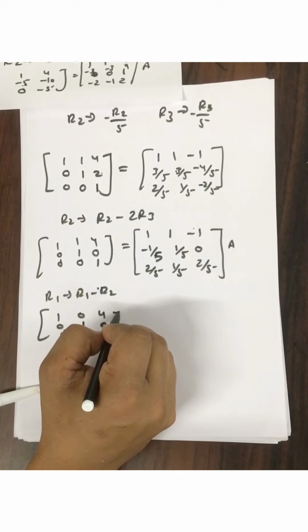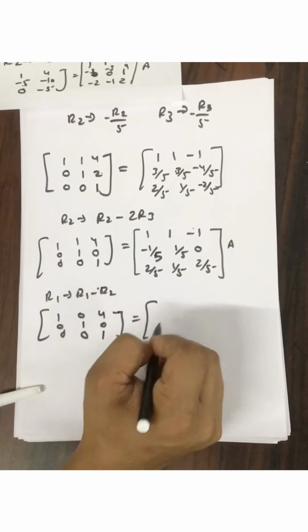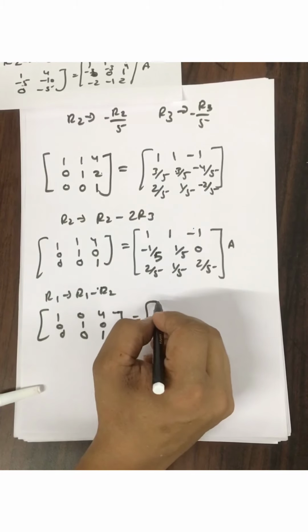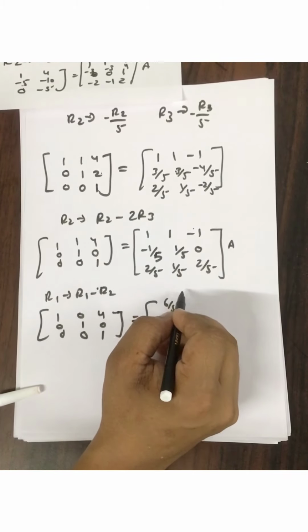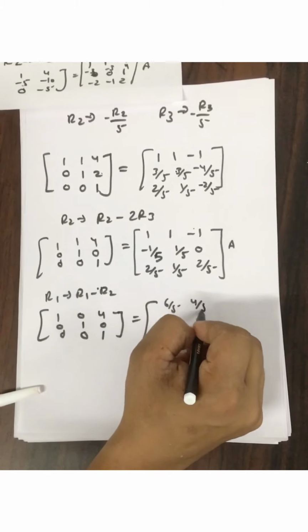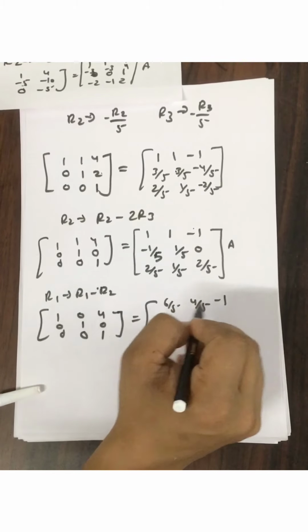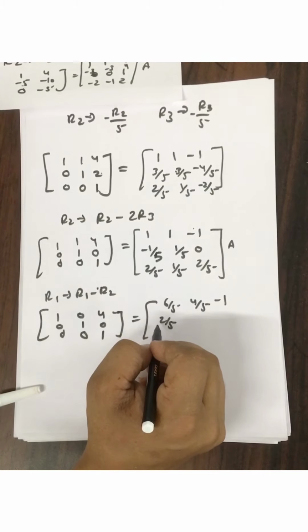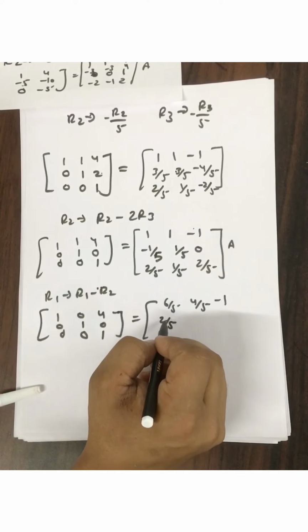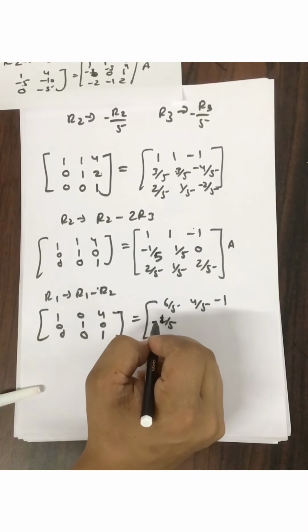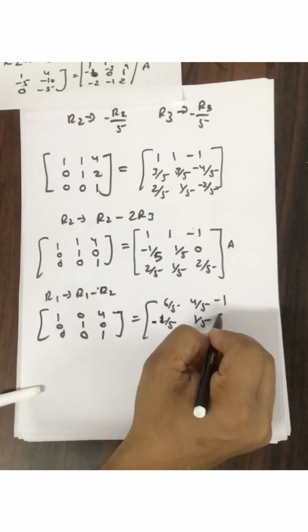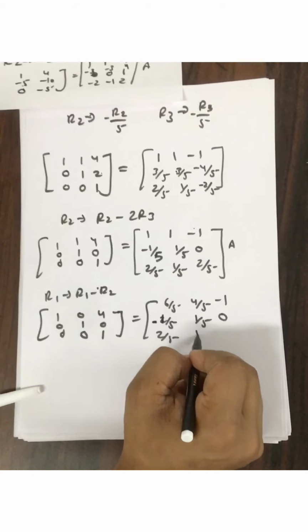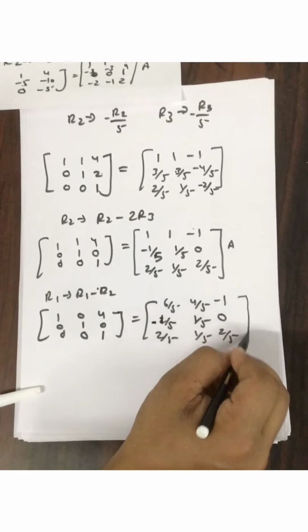Yes, and this side it will become what, 6 by 5, and this subtract, this will become 4 by 5, this will be minus 1, and this will remain like this. This is 1 by 5, this is not 2 by 5, minus 1 by 5, 1 by 5 and 0, and this is 2 by 5, 1 by 5 and 2 by 5. It will be a lot of time taking.